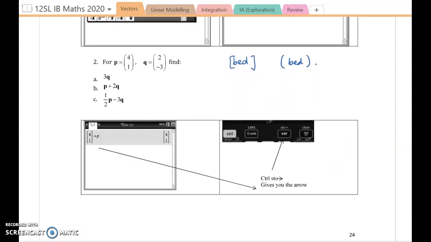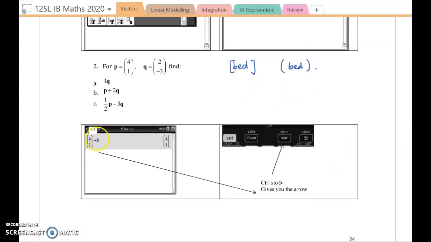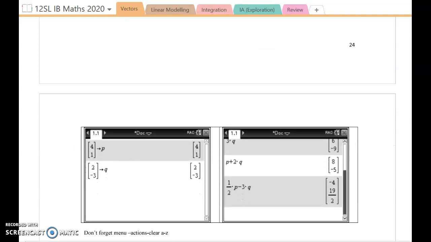The key thing about this though is you can actually store a vector to a name of it. So say form 1 is vector p, I will store that using the variable key, which is next to the delete key. And that means you don't have to type out the vector every single time you want to use it. From now on, if you wanted to calculate a half p, you can just type a half times the letter p and it will give you the answer.